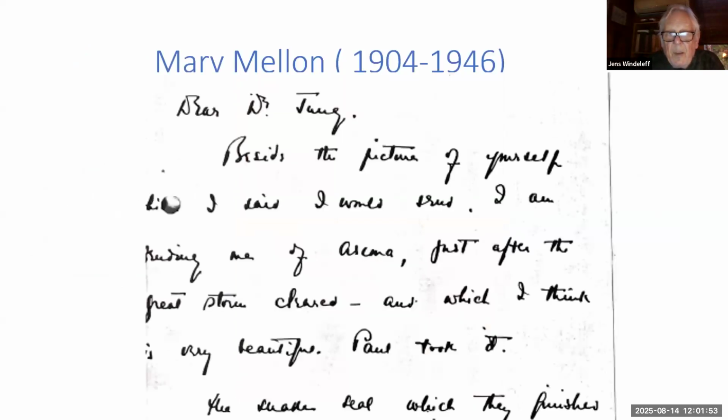And Mary Mellon was another American woman with a lot of money. She and her husband Paul, in fact, wrote to Jung and said, "We have so much money, we don't know how to use it. Have you any propositions?" So they spent a lot of money on Bollingen Press, and the Collected Works of Jung is more or less financed by the Mellon family.